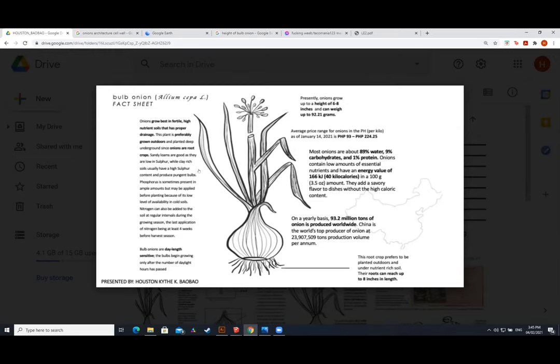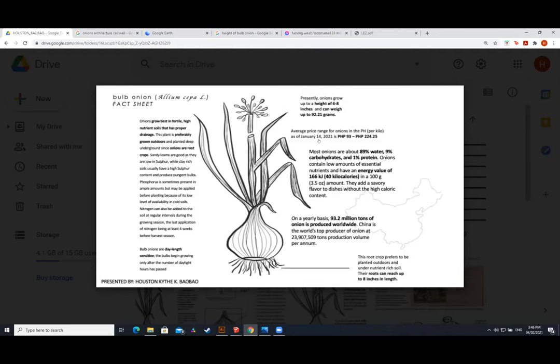Onions are root crops, so they prefer to be planted underground. They are also sensitive to daylight, so be sure not to plant them under direct harsh sunlight. This root crop can grow up to a height of 6 to 8 inches, excluding the roots, and can weigh up to 92.21 grams. On average, the length of the roots ranges from 2 to 8 inches. According to the Department of Agriculture, the average SRP for onions in Metro Manila is between 93 pesos to 224.25.